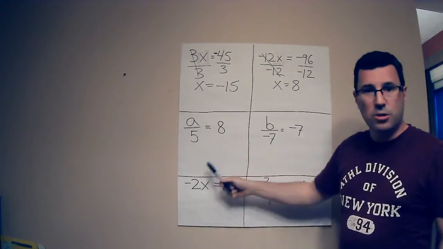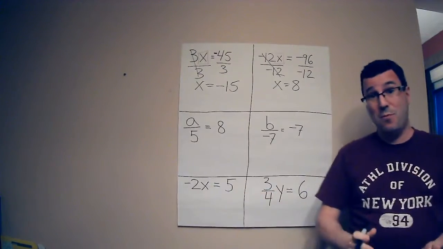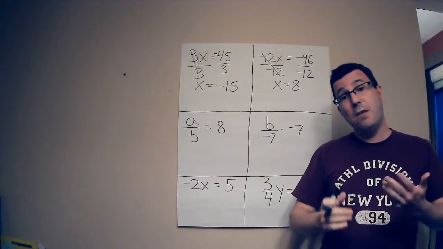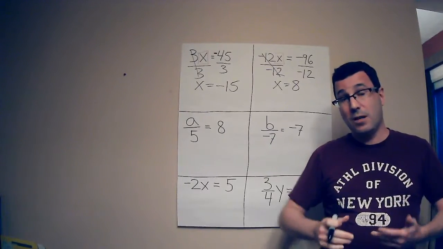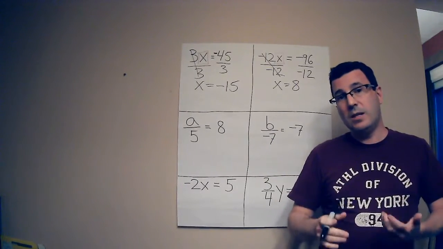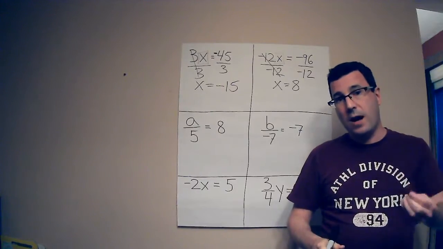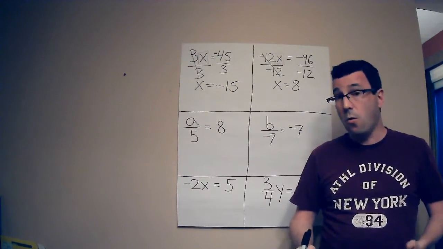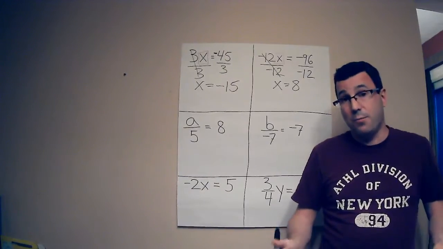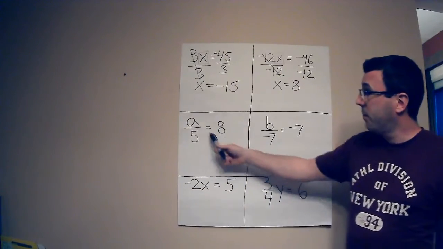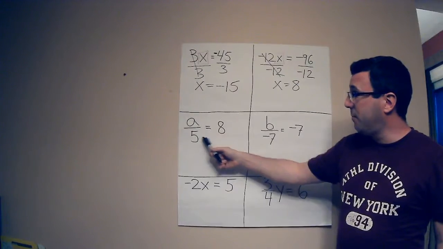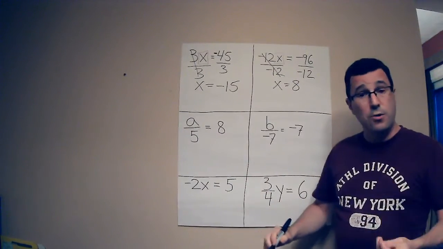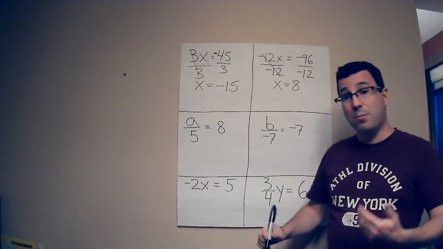You'll notice it looks like a fraction. What you have to remember is fractions are actually division problems. So when I see 4 over 5, 4/5, what it really is saying is 4 divided by 5. And we just leave it in that form. Or we change it to a decimal, if it's appropriate. Here, a divided by 5 equals 8. So to undo that division, I need to multiply.